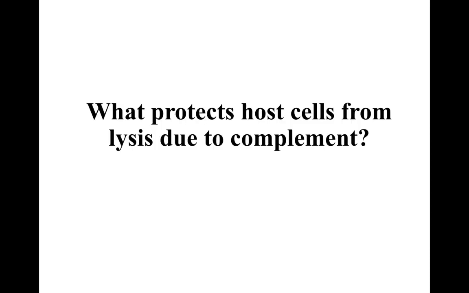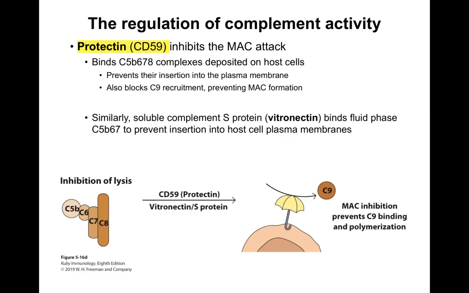What protects host cells from lysis due to complement? Our host cells have protectin, or CD59, that protects them from C9 poking a hole in our host cells.